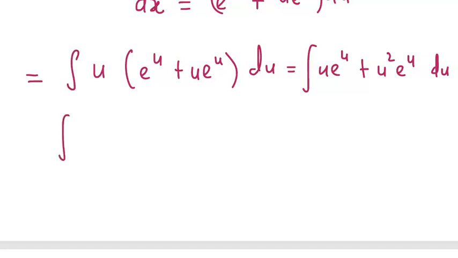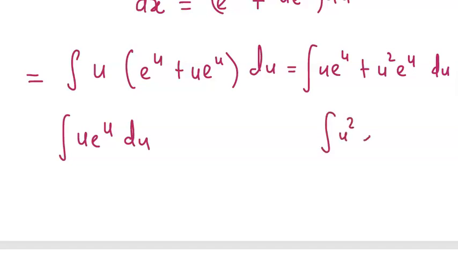So we have the first one, the integral of u times e to the power of u du, right? And we have the second one, which is the integral of u squared times e to the power of u du, of which we're going to solve using the integration by parts method, right?